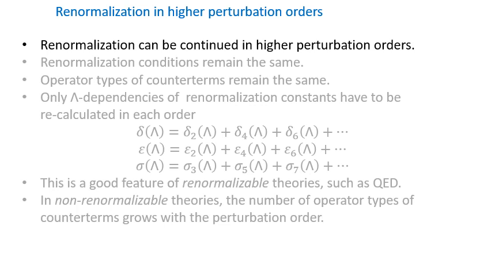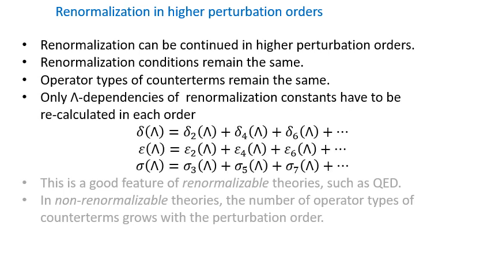So far, we discussed renormalization in the lowest perturbation order. However, the same steps can be repeated in higher orders as well. There will be more diagrams, and the diagrams will be of higher complexity. But the good thing is that we can still use the same mass and charge renormalization conditions. And counterterm operators will remain the same.